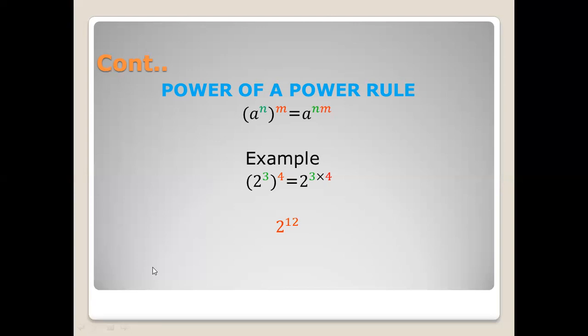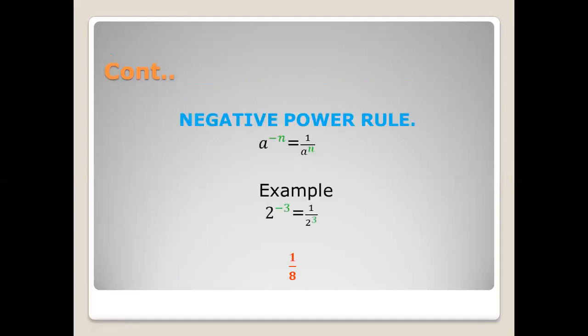Good. As Brenda has put it, when you have a raised to n and again raised to m, you simply multiply the powers and you get your answer. So we can get to another rule. This rule is called the negative power rule, or simply a reciprocal rule.